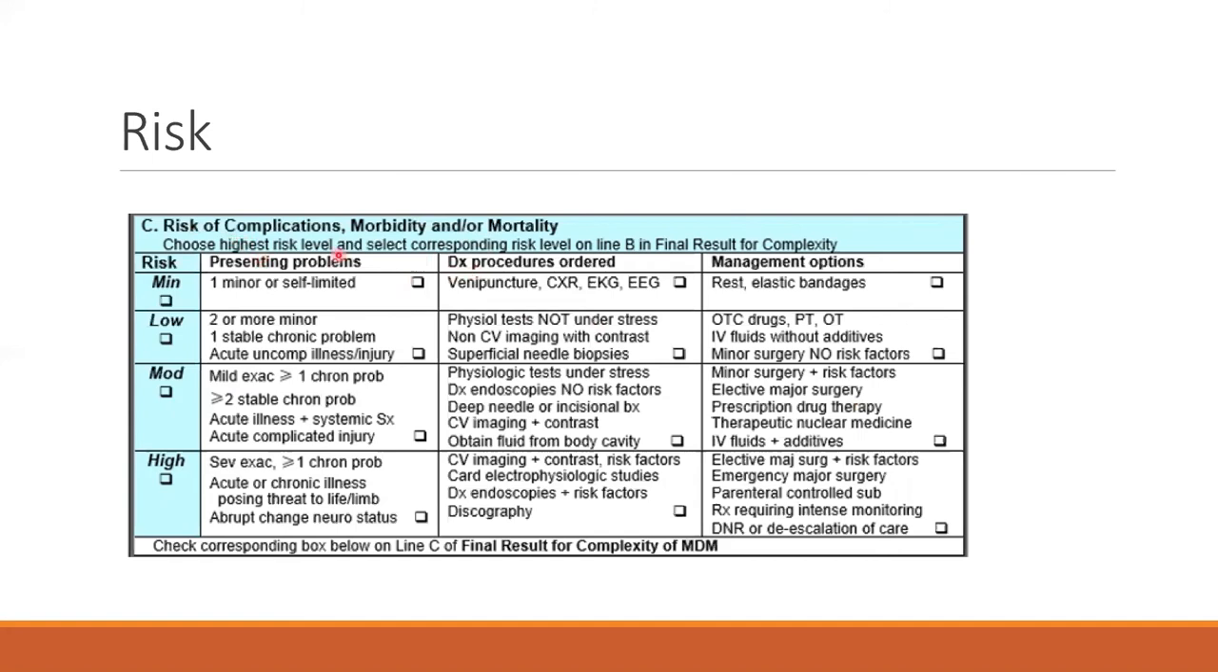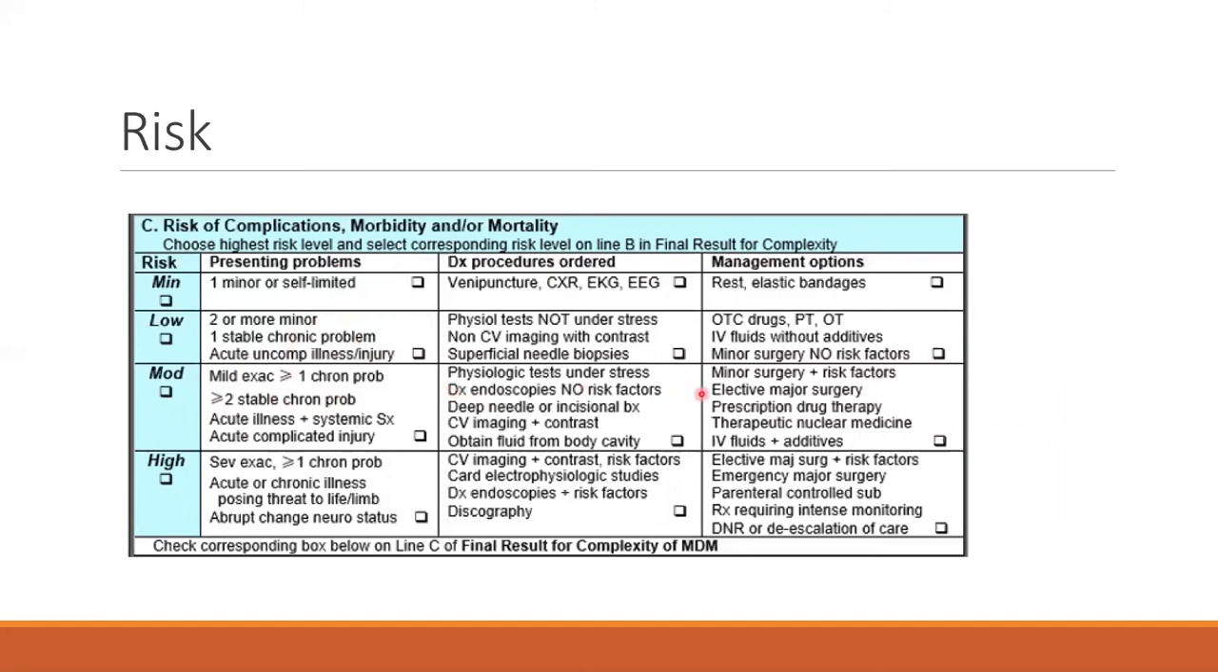You assess each category. So you may have a person who is at moderate risk, having 2 stable chronic problems, or having a mild exacerbation with 1 problem, which would be moderate risk. The amount of ordered tests that you performed is usually, in most cases, minimal, because you're usually doing some type of point of care testing, which requires venipuncture. And then your management options.